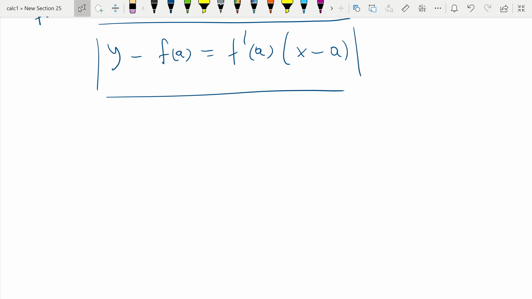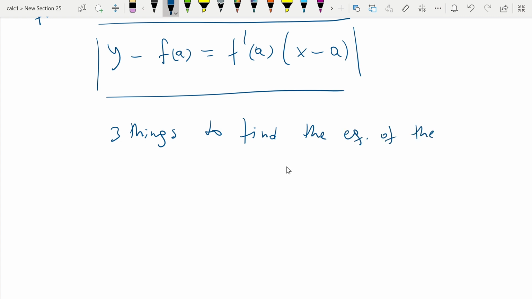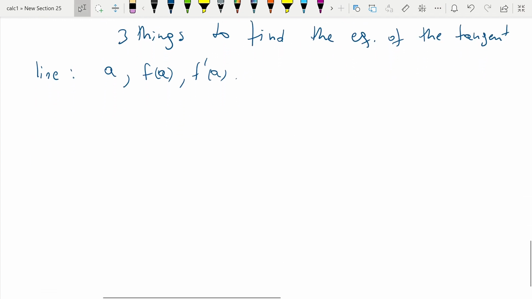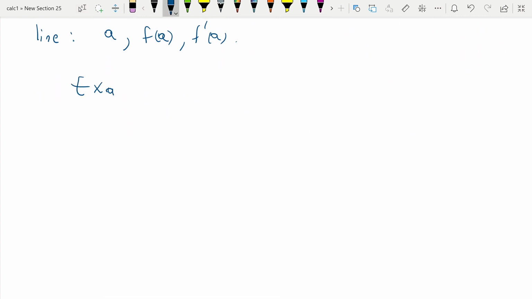So to find the equation of the tangent line, we need A, f of a, and f prime of a. So now, what do we mean by that? Let's look at an example.